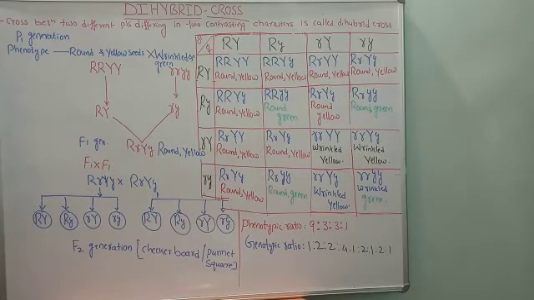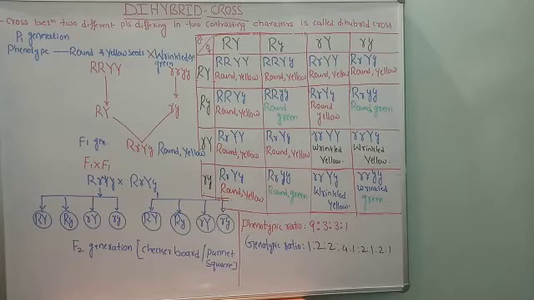This indicates that yellow is dominant over green and round is dominant over wrinkled, hence round and yellow are obtained here. In the next breeding experiment, he selfed the F1 with the F1 in order to get the F2 generation.